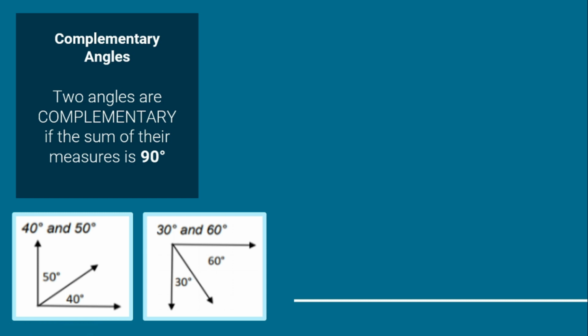Next is, I have here two angles na may measurement. Yung una, we have 30 degrees. And then the other one is 60 degrees. So, ito yung 30, ito yung 60 degrees. So, if we add 60 and 30, that will give us 90 degrees. So, therefore, these two angles are complementary angles. Okay, so ganun lang yung complementary angles.